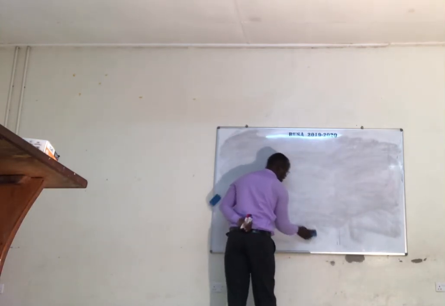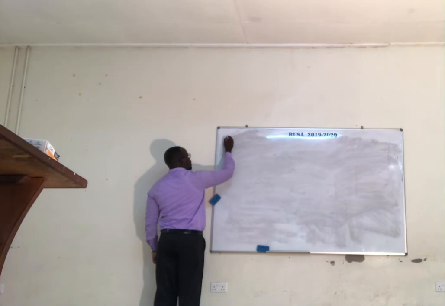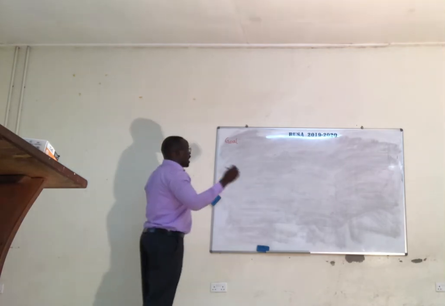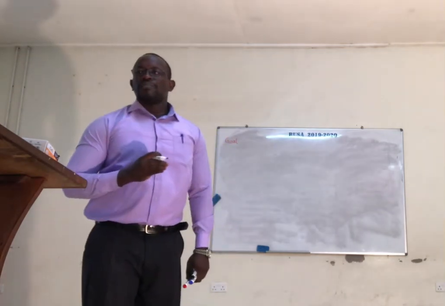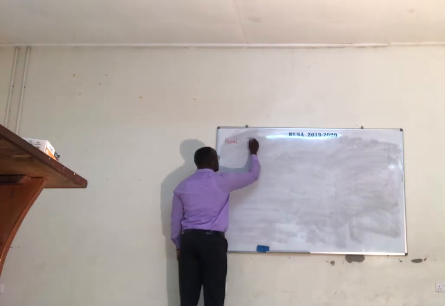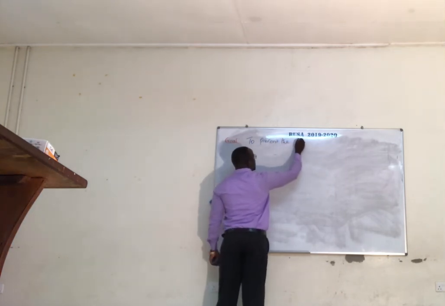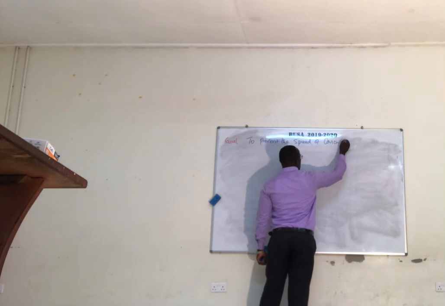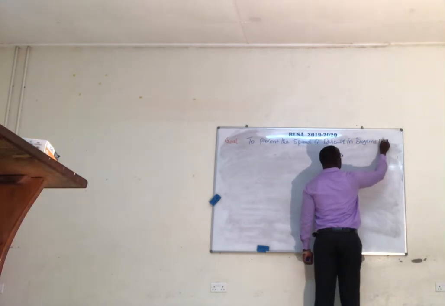Now, in my problem here, I've got one goal. The goal that I've been using all through in this class, which I realize meets the requirements of the components of a goal and meets the characteristics of a goal. I use the words: to prevent the spread of COVID-19 in Bugema University.